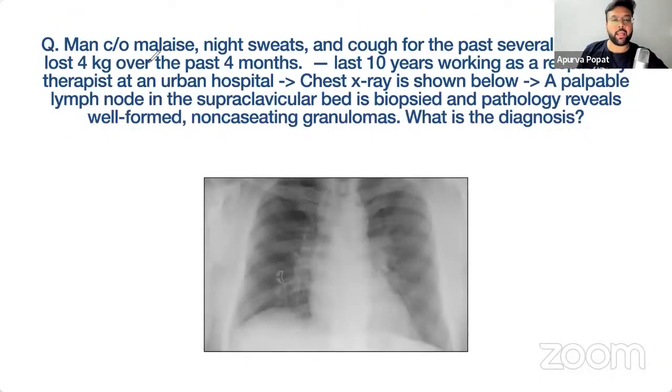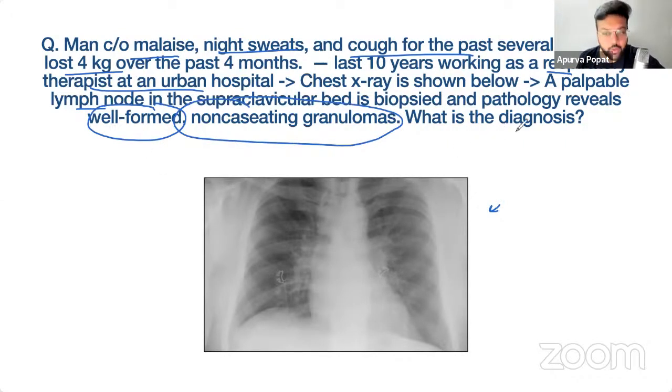A man is complaining of malaise, night sweats and cough for the past several weeks. He lost 4 kgs. He is working as a respiratory therapist at Urban Hospital. Chest X-ray shown below. This is their chest X-ray. A palpable lymph node in the supraclavicular bed is biopsied. Pathology reveals well-formed non-caseating granuloma. What is your diagnosis? Now, this is entirely the opposite of what I explained in the last question.